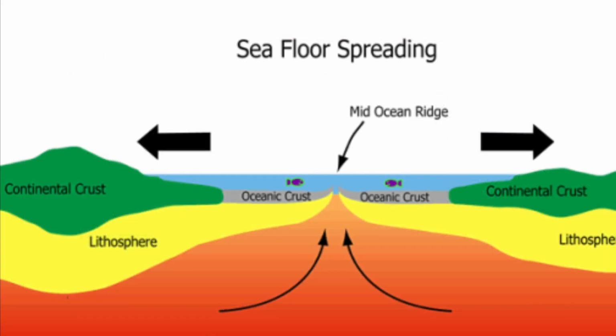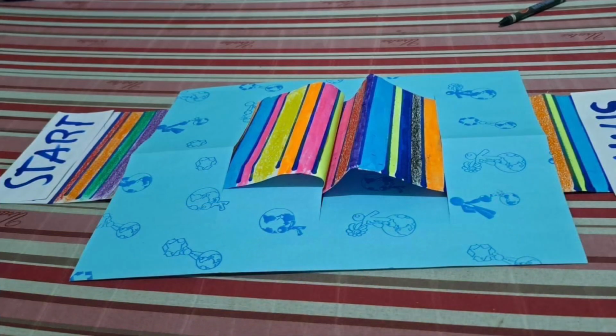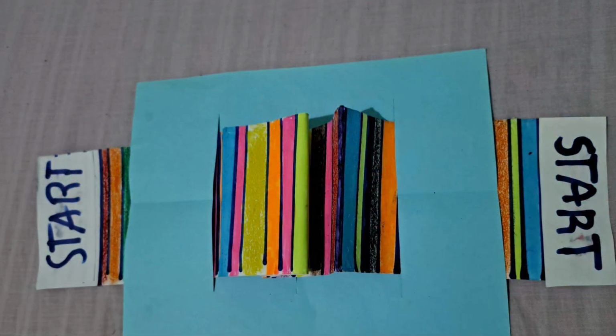Seafloor spreading is a geologic process in which tectonic plates, large slabs of Earth's lithosphere, split apart from each other. It was proposed by an American geophysicist, Harry H. Hess, in 1960. To better understand the process, I made a seafloor spreading model.